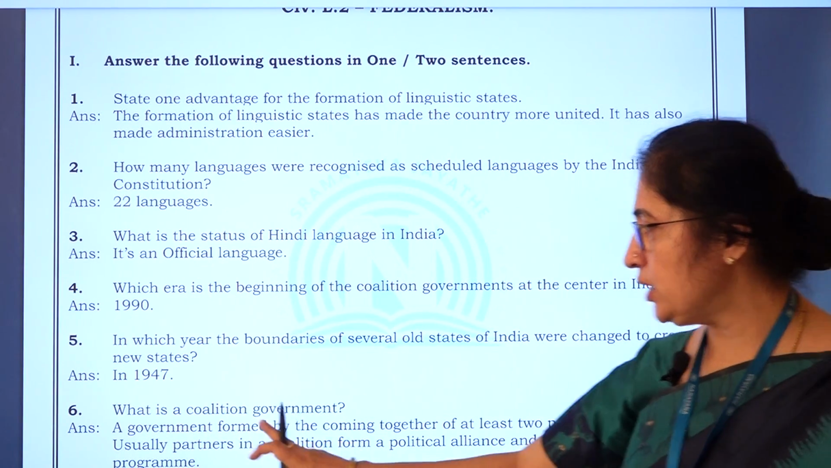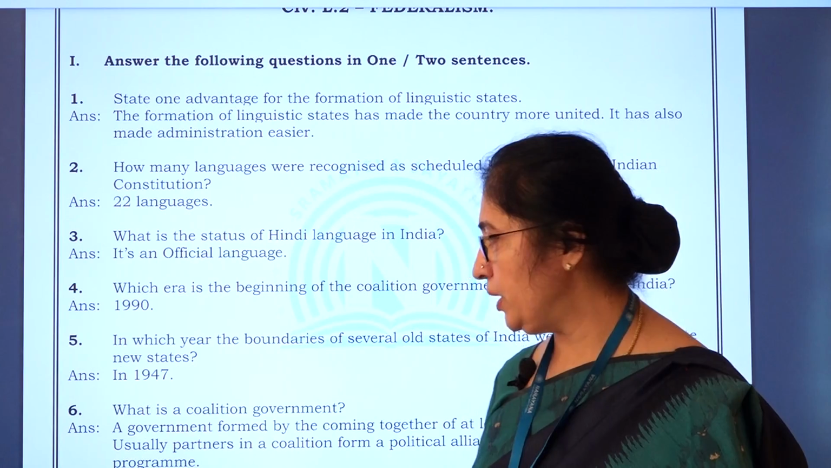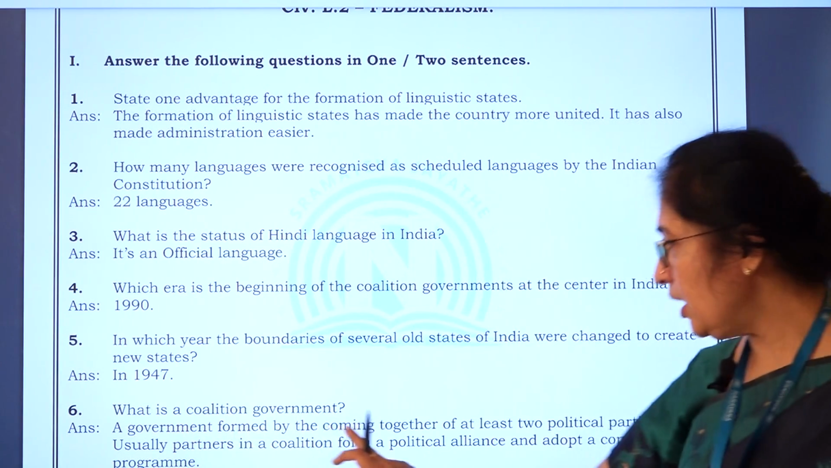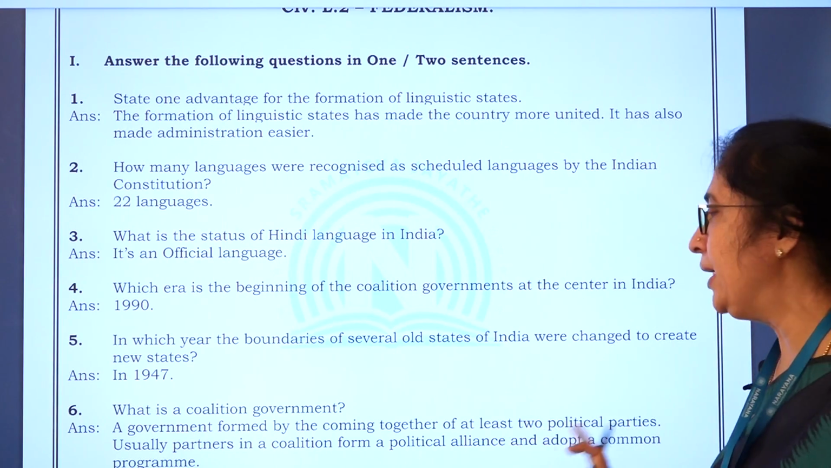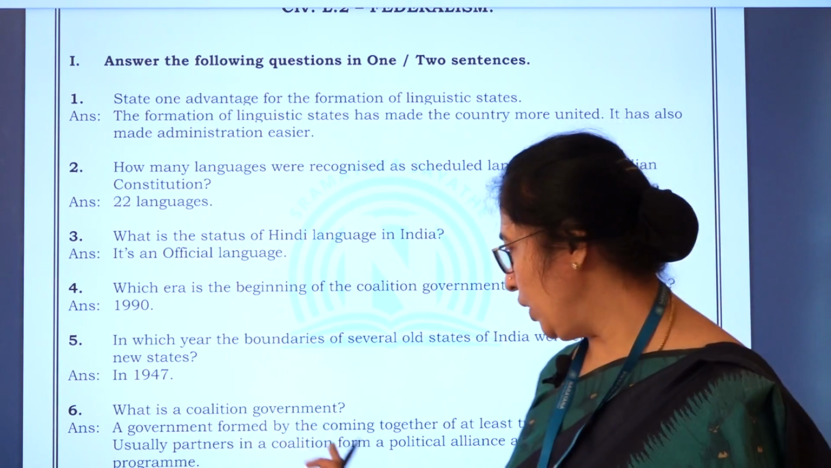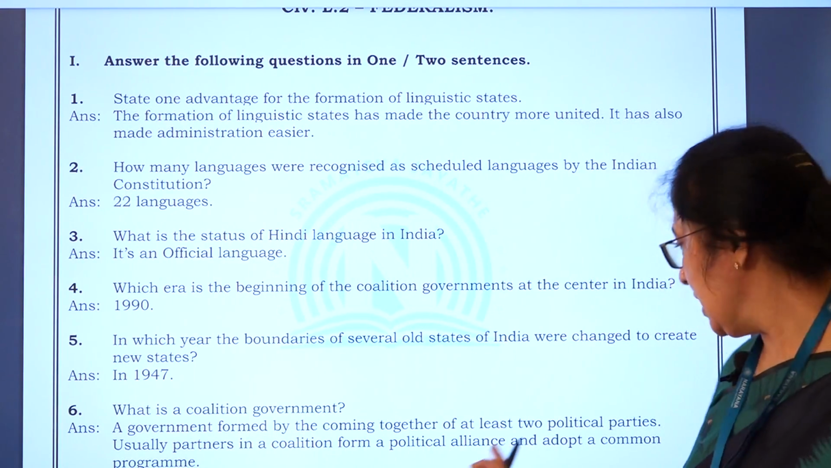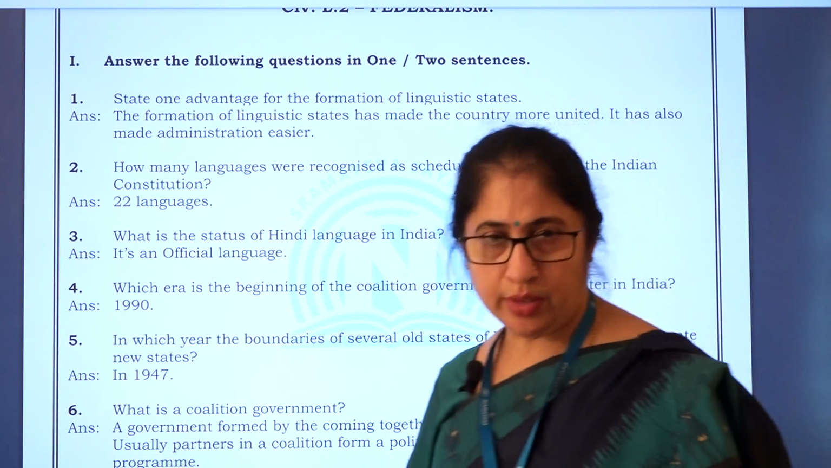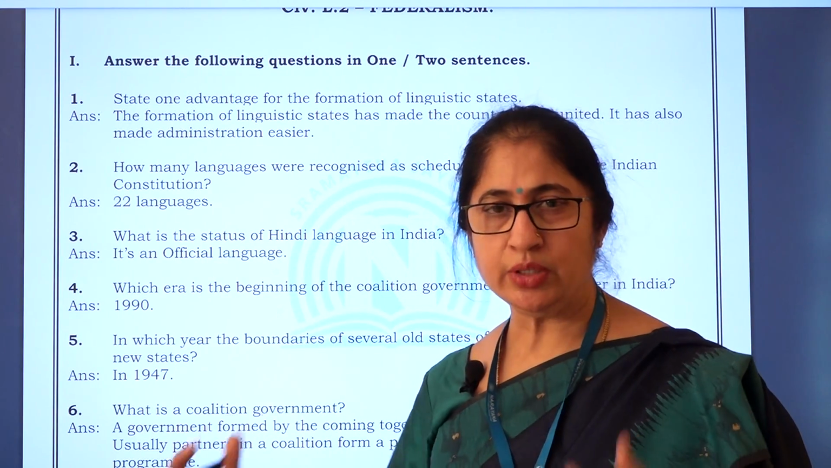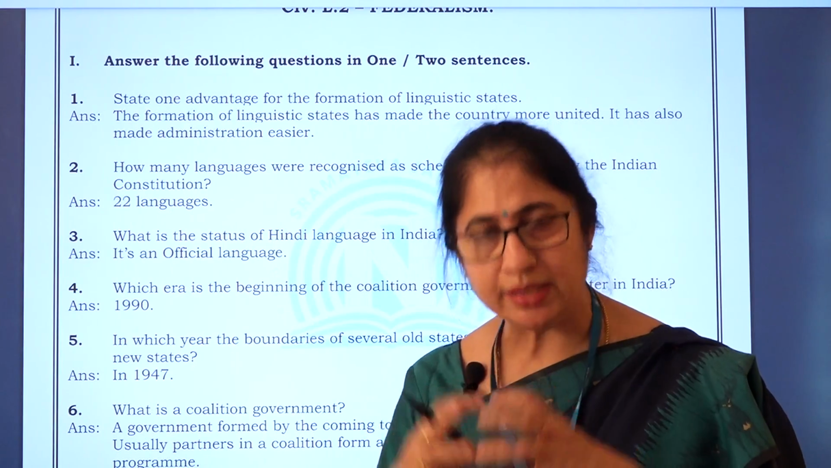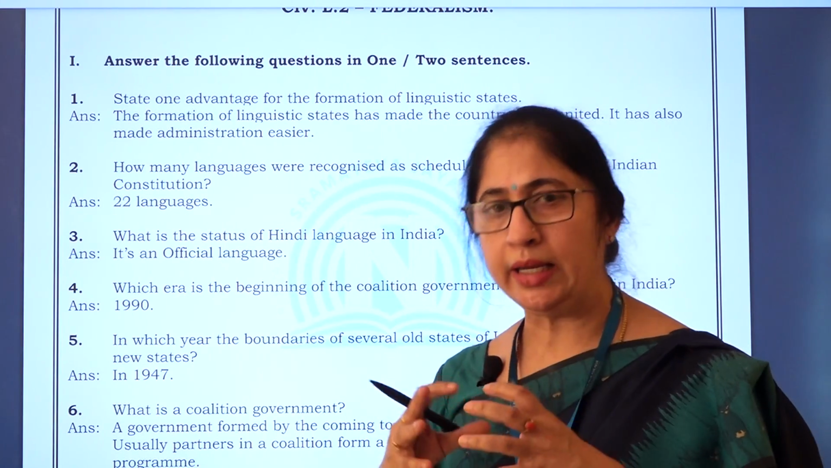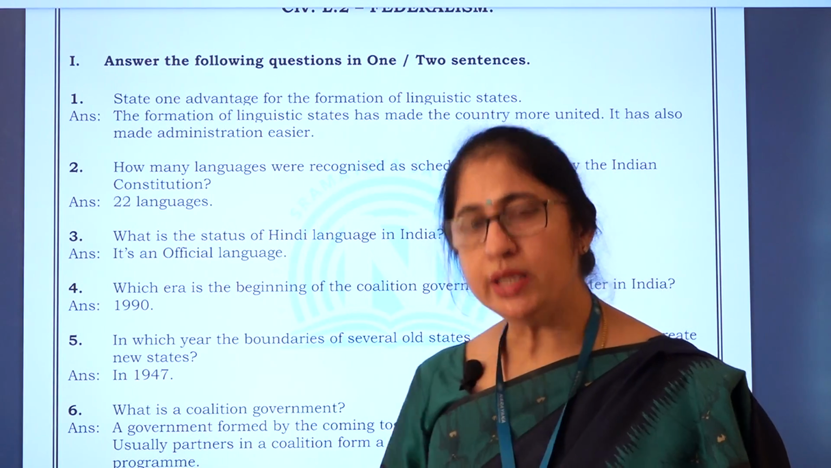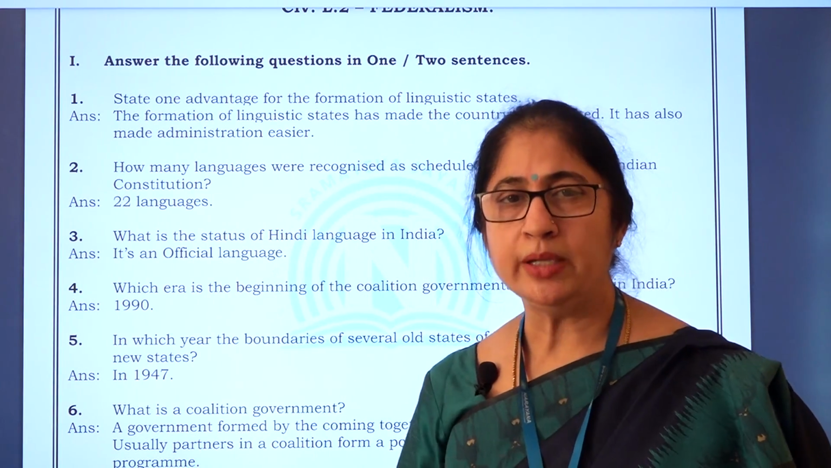Now the next question is, what do you mean by coalition government? Coalition government is nothing but the coming together of at least 2 political parties. Usually partners in a coalition form a political alliance and adopt a common program. So here what happens, when 2 or 3 or more political parties come together, they make an alliance. Alliance means they make an agreement and they formulate a program to run the government smoothly.